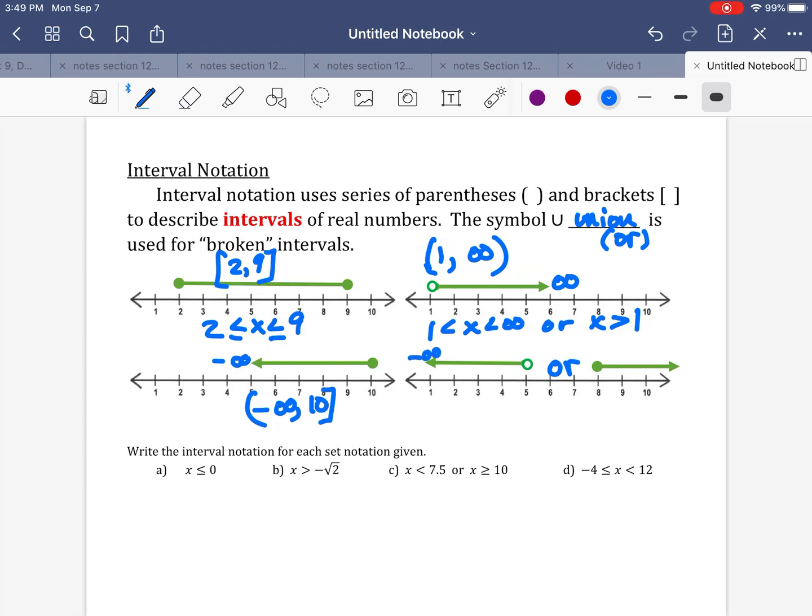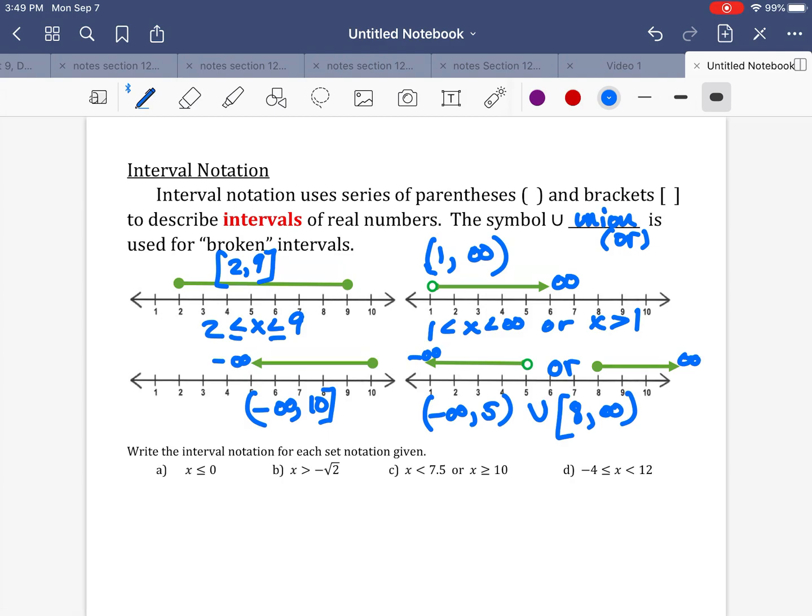All right, so we're going to say, let's see, this goes from negative infinity. It stops at 5. So I'm going to name that negative infinity, comma 5, parenthesis, because it's not filled in. This is always parentheses. Or, and then I'm going to say it starts at 8, and this one goes off to infinity. So parentheses on infinity, 8 gets a bracket, though.